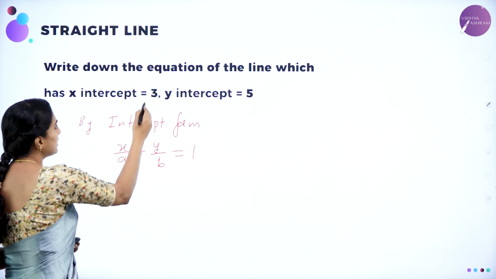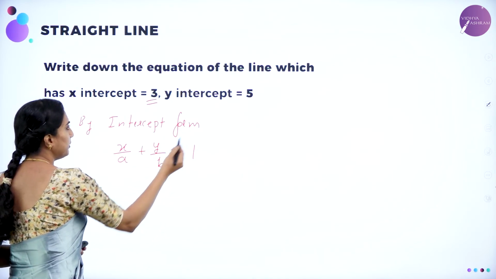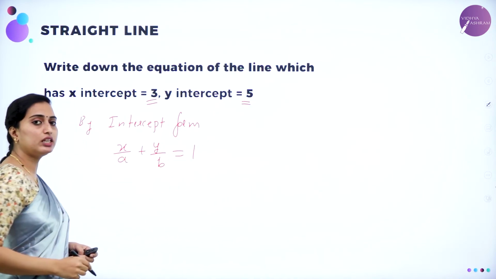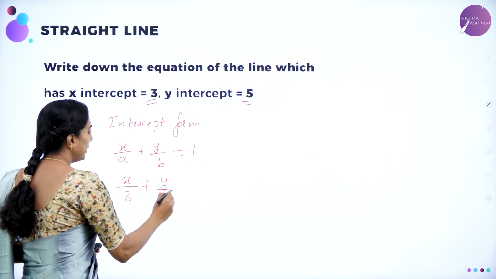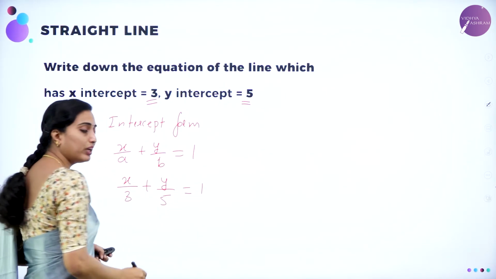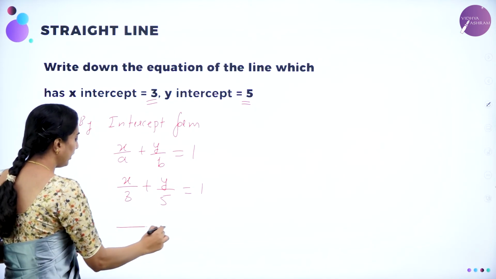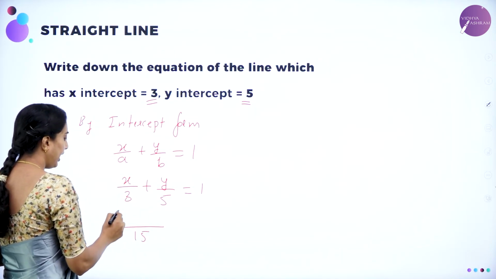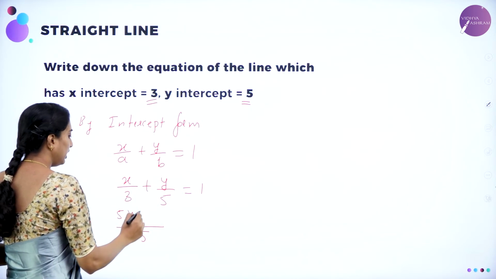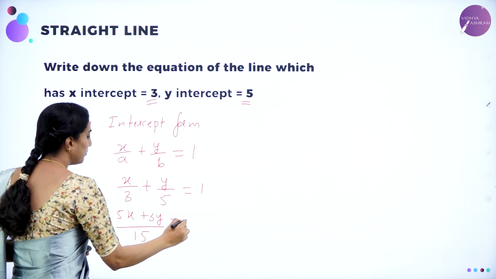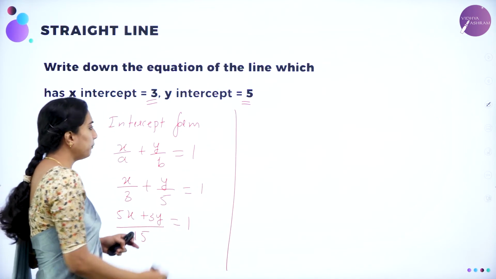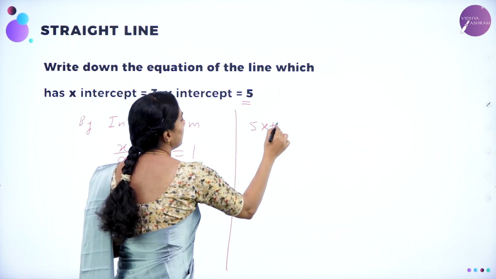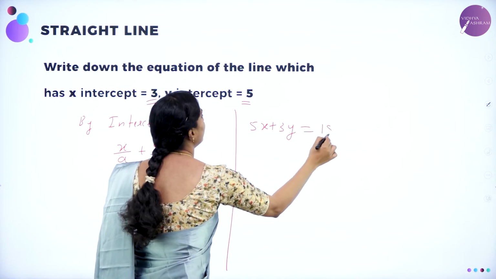X-intercept is a, which is given as 3. Y-intercept is b, which is given as 5. Substituting in the equation, we have x by 3 plus y by 5 is equal to 1. You can take the LCM, 5 threes are 15. Now 5x plus 3y is equal to 15. Otherwise, you can cross multiply this.